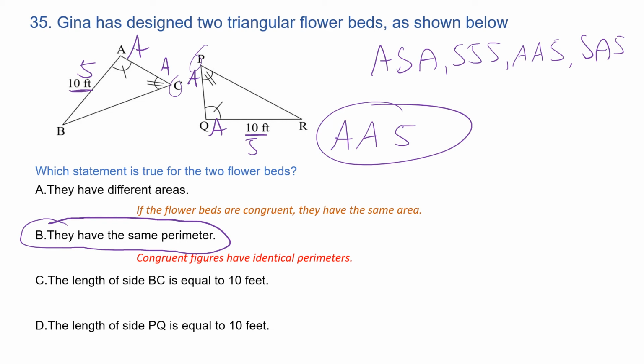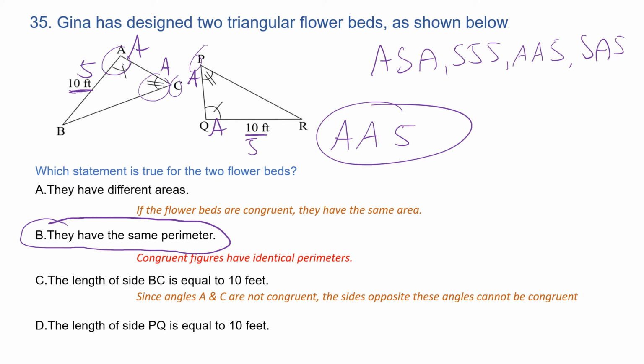Let's look at the other two. C says the length of side BC is equal to 10 feet. Since A and C are not congruent, they're opposite sides. The sides opposite these angles cannot be congruent. So if we look at A right here and C right here, across from C is 10. A and C are not congruent, so the side opposite A could not be 10 because the two angles are not congruent.